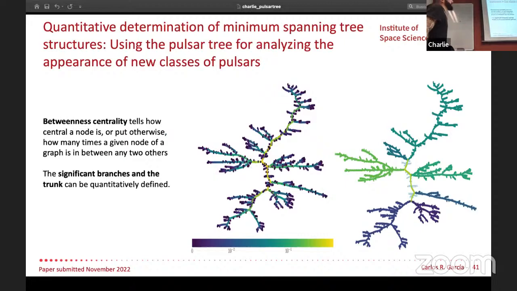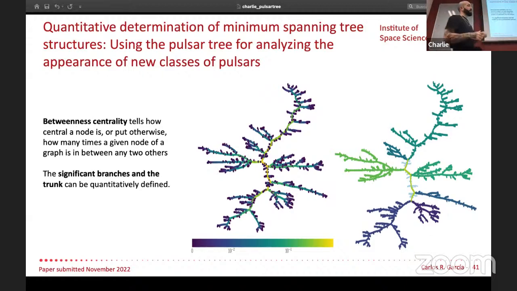So, this is the second paper we submitted one week ago. It is really related to having all the potential that graph theory has. Here we are trying to split our MST into different significant parts. To do that, we use betweenness centrality, a central estimator, to see how central a node is with respect to the whole population. When you do that, you can point out the amount of nodes falling in the central part, and they define a branch.